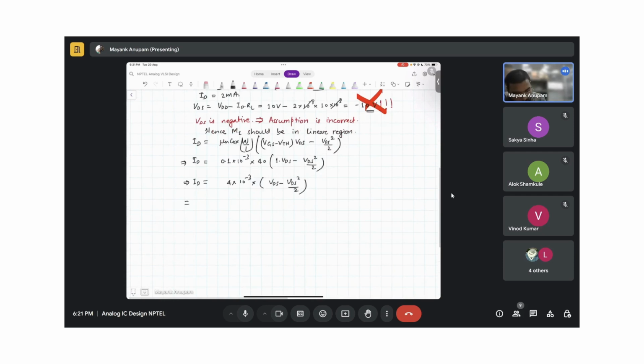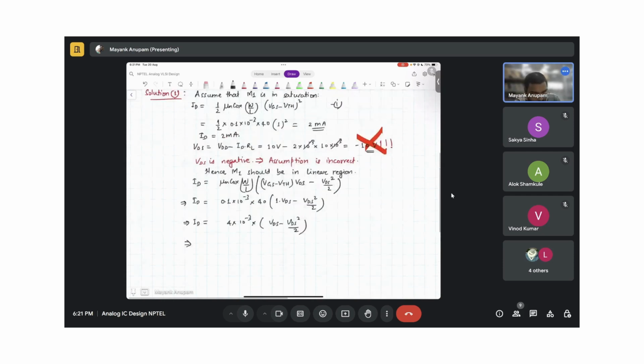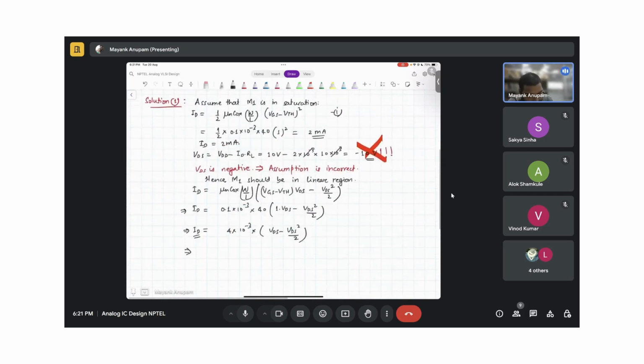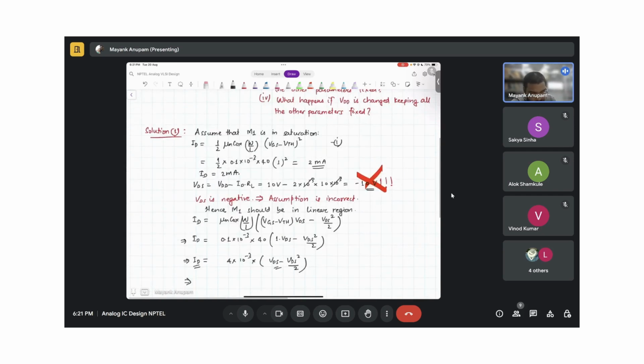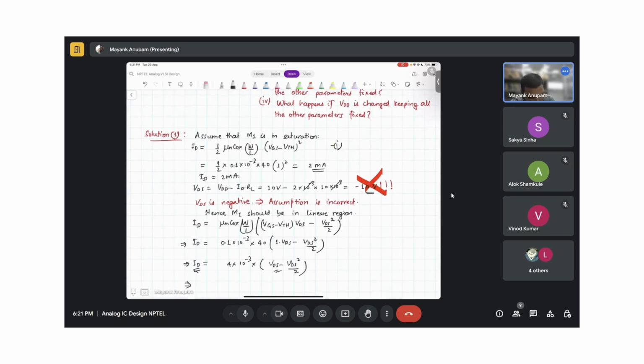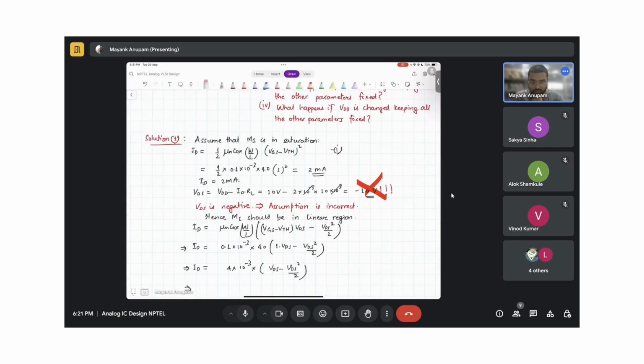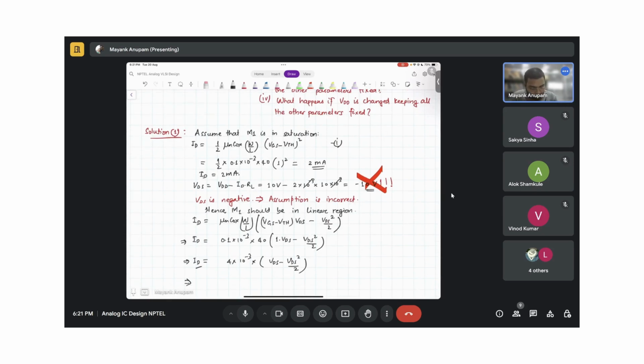So how much will this be? Now tell me. I do not know ID. I also don't know VDS. So how do I find it out? How do I solve it? Am I stuck, or do I have another information also? You understand? In this equation, I do not know ID, I also don't know VDS. So how do I find both of these? I need another equation, something which relates ID and VDS. What is that other equation?